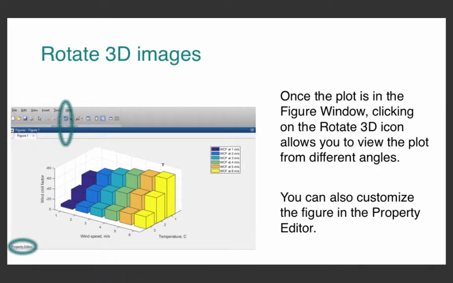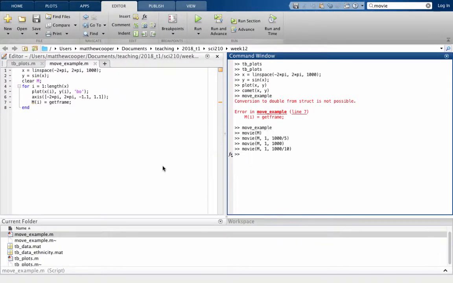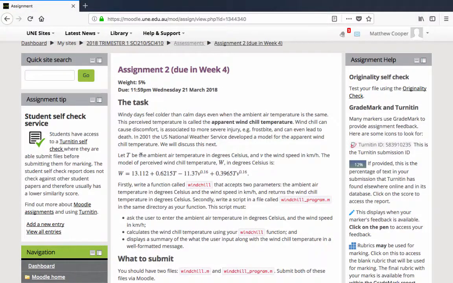So what do I want to do now? I want to do this. This is the formula we're going to use for the wind chill. We have various ambient temperatures in degrees Celsius, and then we have the various velocities of the wind speed in kilometers per hour.